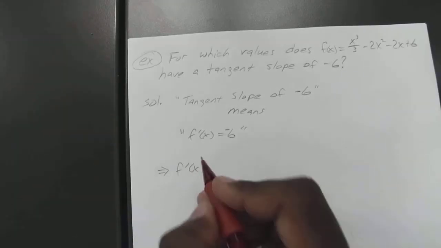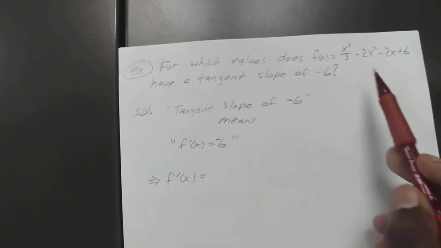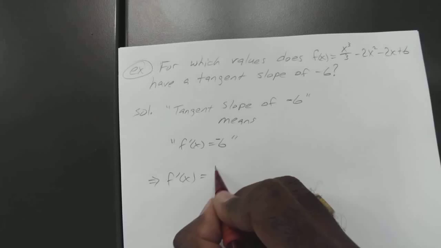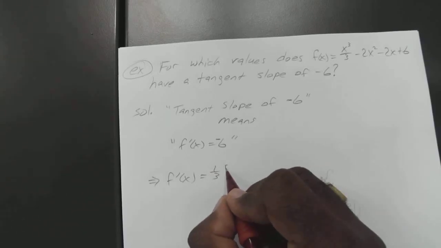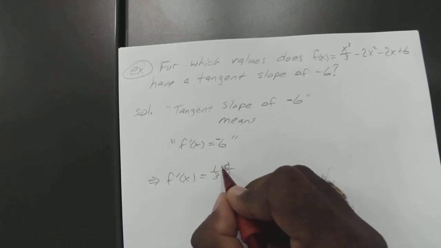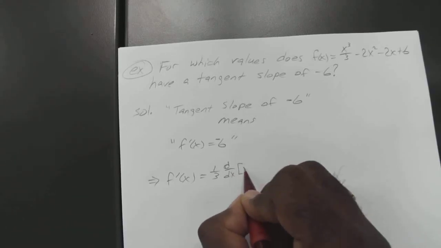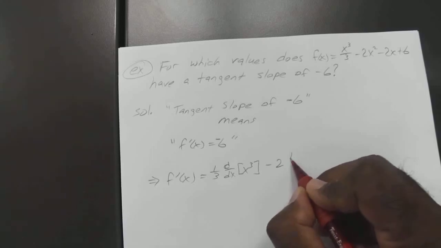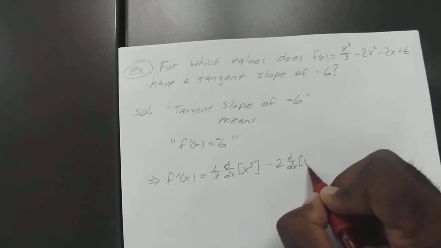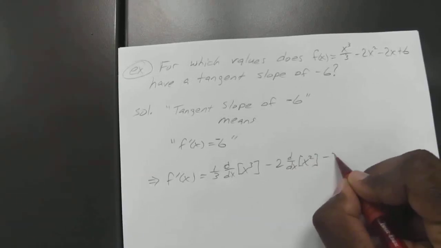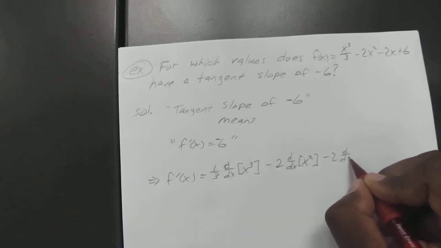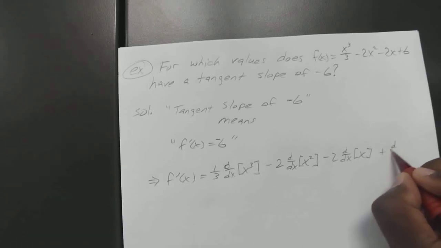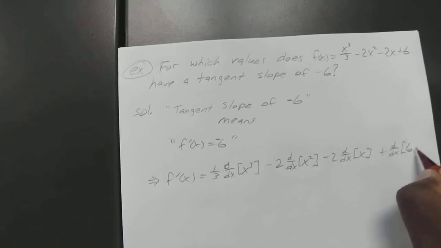So f prime of x is going to equal, instead of x to the third over 3, I'm going to make that 1/3 times x to the third. And let's say the derivative of x to the third, minus 2 times the derivative of just x squared, minus 2, remember that's the derivative of x, plus the derivative of 6.